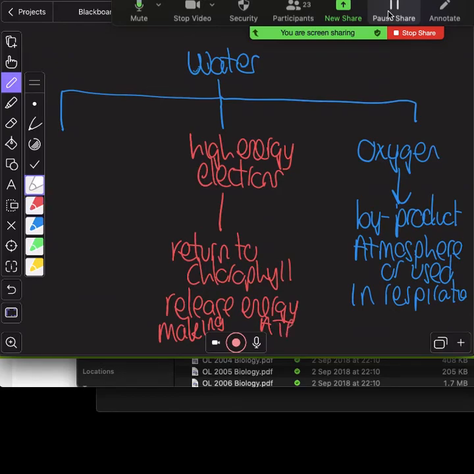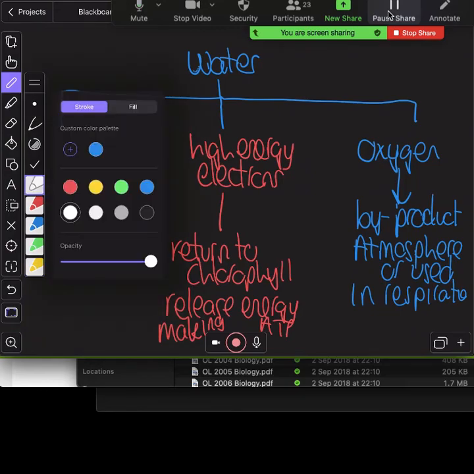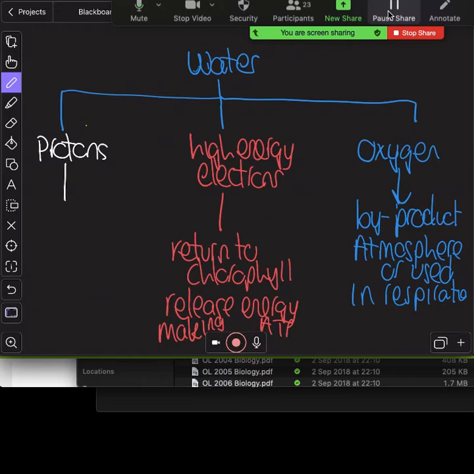And my white is black. We end up with protons and they reside in a proton pool, and they are used to make NADPH.